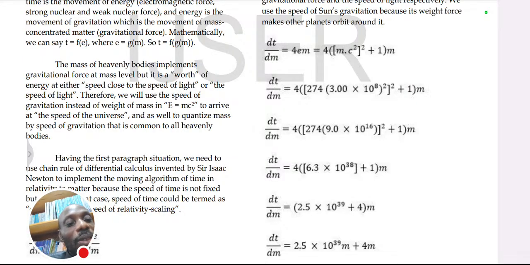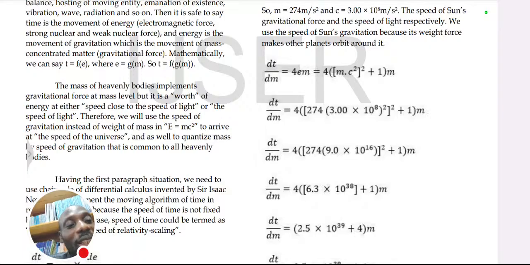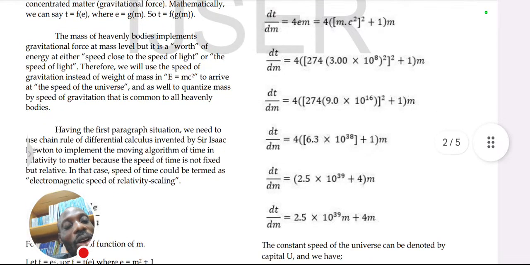So we have 274, we open bracket 3.0 times 10 raised to power 8, then squared. When the bracket is closed, we then close the second bracket, we put the square right there too, plus 1M. So now under it we have dT/dM equal to 4, 274, then we have 9.0 times 10 raised to power 16. We close that and then have everything being squared plus 1. We close that, then we have M.